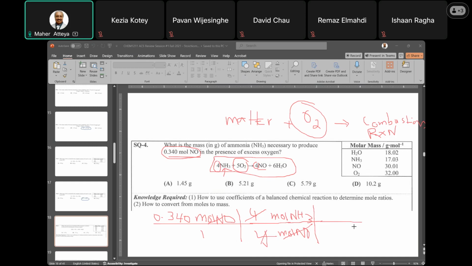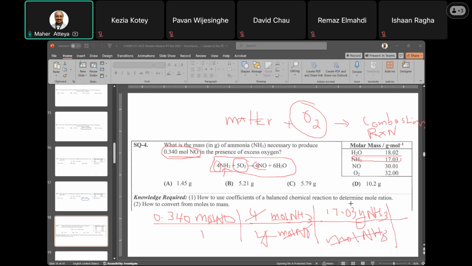Now I need the molar mass. You said how many ammonia? I need the molar mass of ammonia, which is this one here, gram per mole, correct? So the top is 17.03 grams of ammonia per mole. All of the ammonia, with mole ammonia, cancels out.